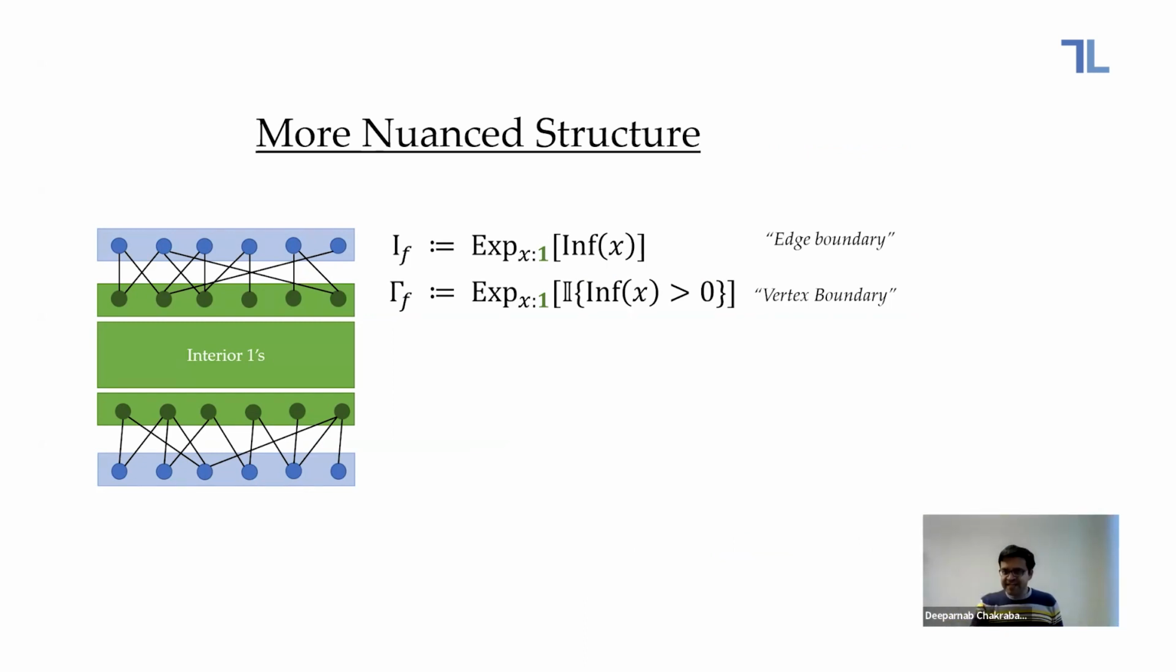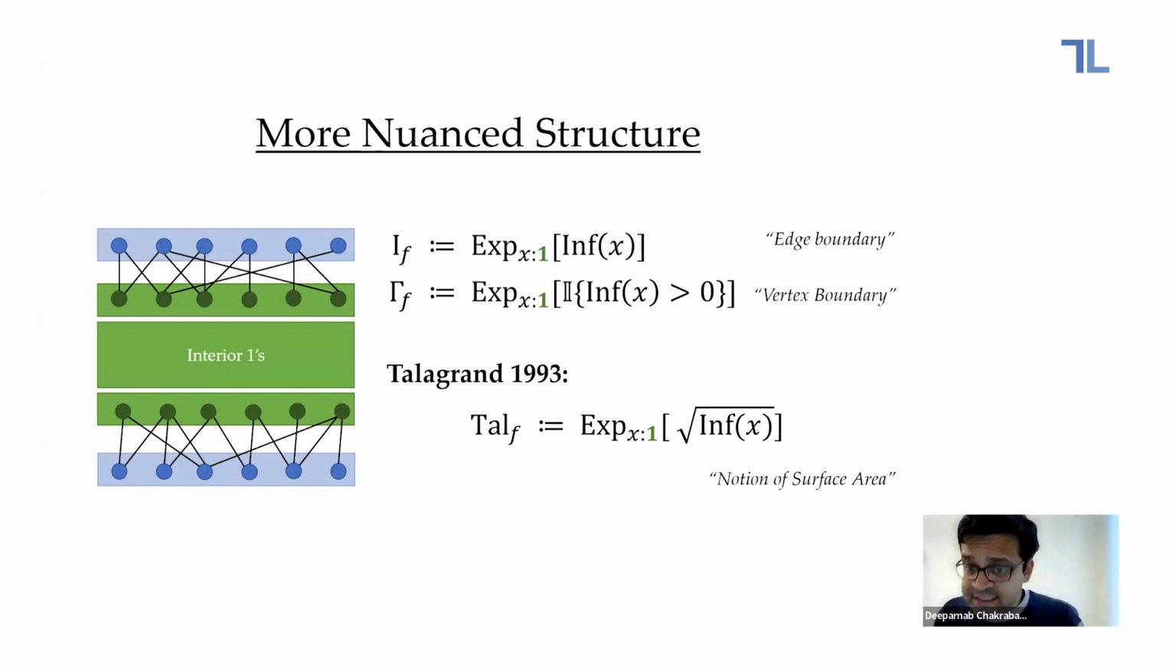So there is this edge boundary. We have this vertex boundary. But really, the point I want to make is that this gamma F is not differentiating between vertices which have one blue neighbor and vertices which have 10 or 100 blue neighbors. It's counting 1 to each. It's just doing this indicator. So what Michel Talagrand, in a very nice paper, basically said, let's look at a more nuanced quantity, and he defines a notion of surface area.